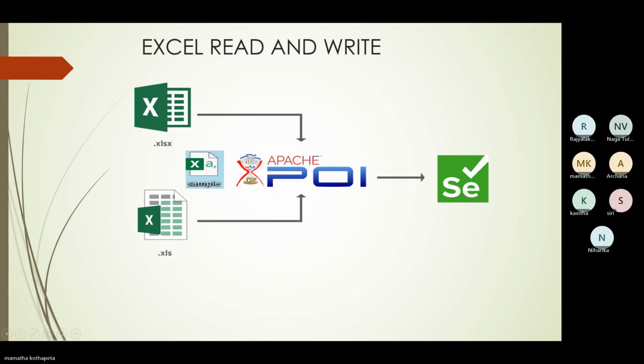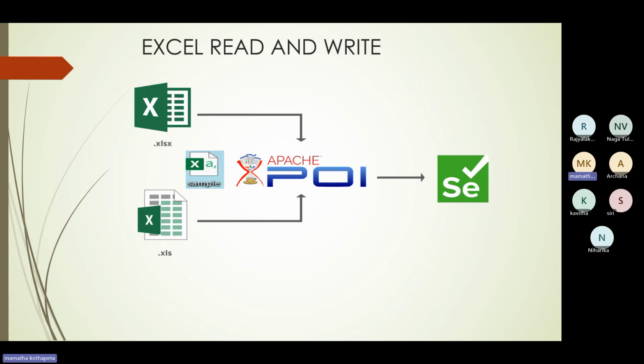I'm just showcasing the difference between these images. In Selenium, we have used CSV. We know how to read and write, right? Did we do it or not? CSV, correct. Now, with the help of Apache POI, we will try to read and write Excel files.